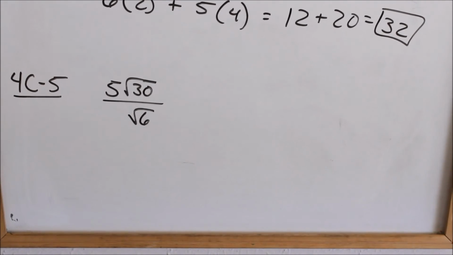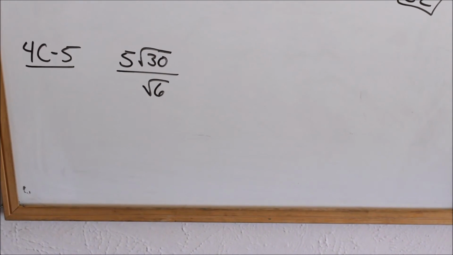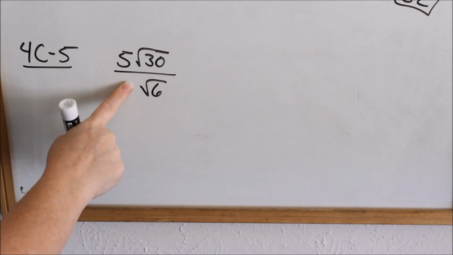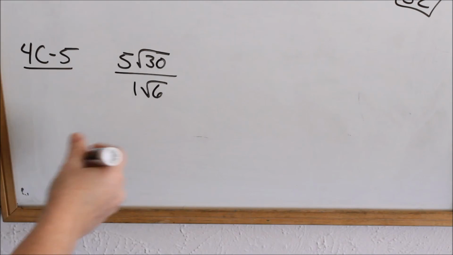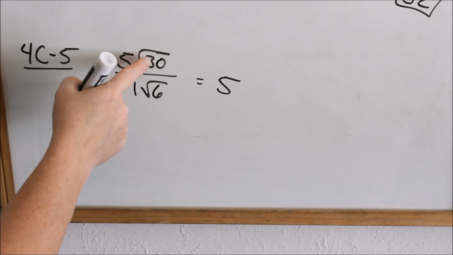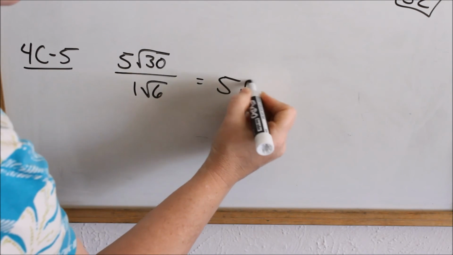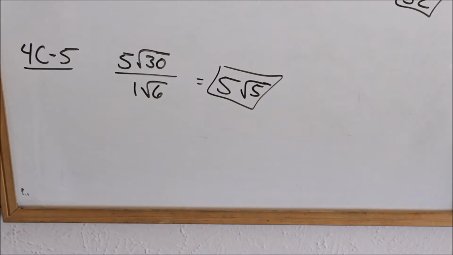Now look at 4C5, dividing radicals. Same rules, numbers to numbers, radicals to radicals. If you want to think of a 1 in front of the square root of 6, 1 times square root of 6. 5 divided by 1 is just 5. Square root of 30 divided by square root of 6 is square root of 5. And then that would be your final answer, 5 square root of 5.